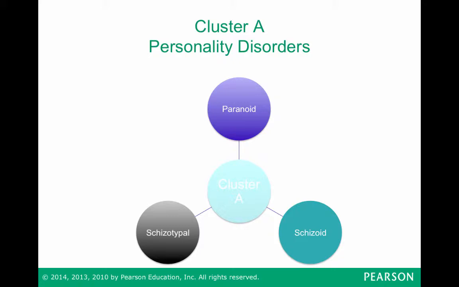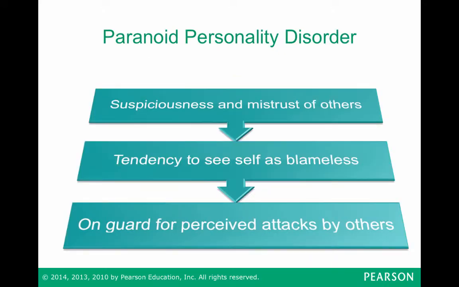Let's look at cluster A personality disorders. As I said, we've got paranoid personality disorder, schizoid personality disorder, and schizotypal personality disorder. So be sure that you don't get those confused. And they are not schizophrenia, even though we have the schizo there at the beginning.